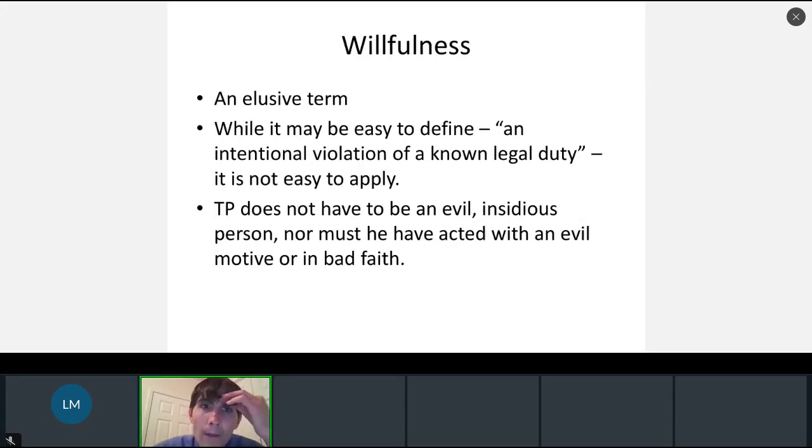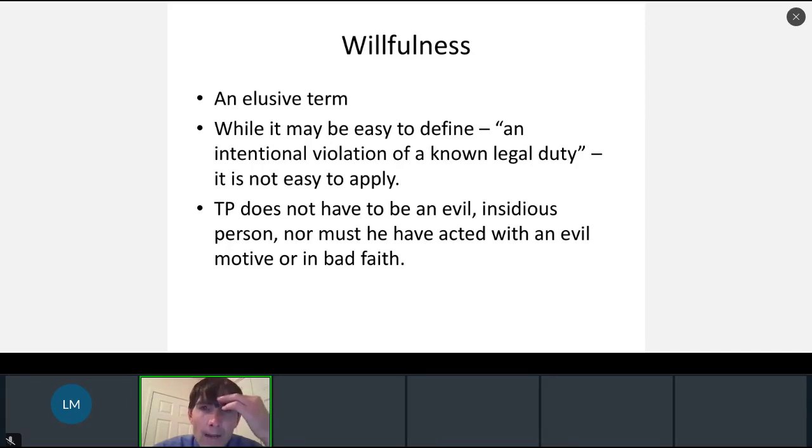So let's talk about this idea of willfulness. It's an elusive term. While it may be easy to define, it's not always easy to apply. The textbook definition of willfulness in the tax sense is actually identical to the definition of willfulness in the context of white-collar crimes. And that is an intentional violation of a known legal duty.